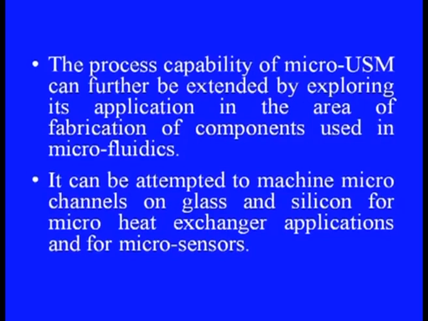The process capability of micro USM can further be extended by exploring its application in the area of fabrication of components used in microfluidics. It can be attempted to machine micro channels on glass and silicon for micro heat exchanger applications and for micro sensors, which are very important areas, and micro channels can be fabricated using micro machining techniques such as micro USM.